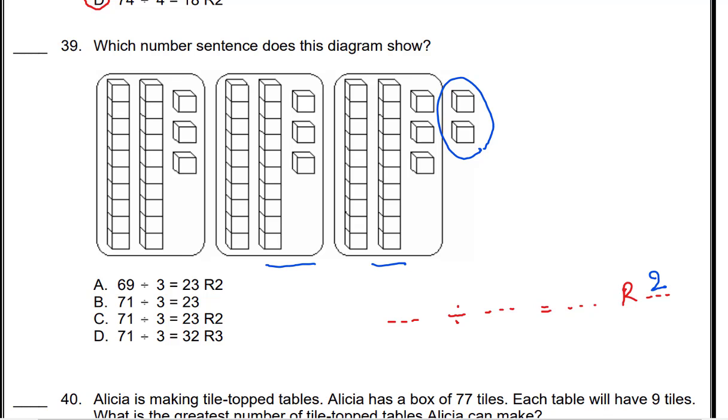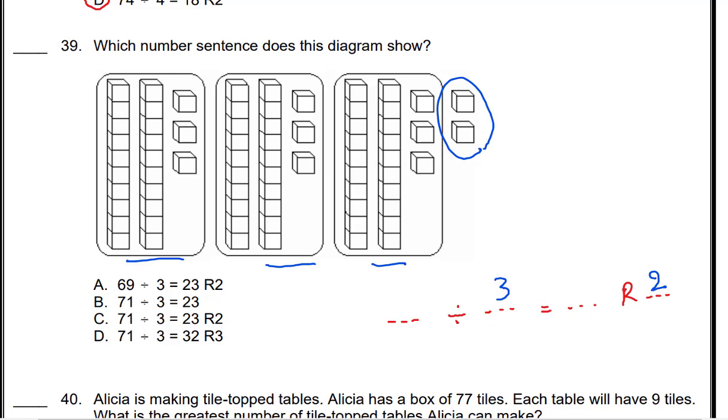Okay. What's the number of groups? 18 is the number of groups. No. How many rectangles can you see? 3 rectangles, 3 groups. So the divisor is 3. And what's the quotient? We need to find the quotient and the dividend.